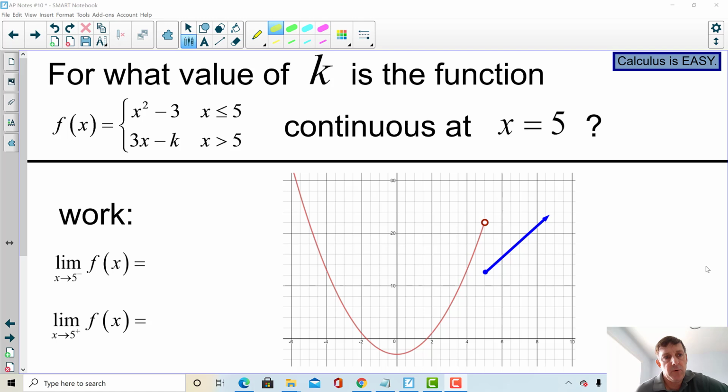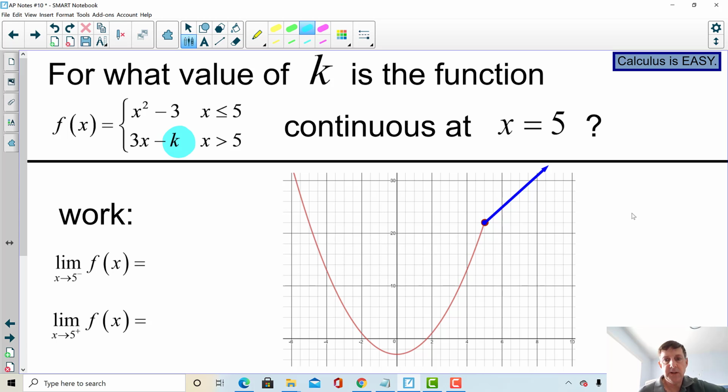Okay, for this example, we have a piecewise function. It's one thing to the left of 5. It's another thing to the right of 5. We can choose the value of k, and we want to choose something that makes these two functions connect when x is 5. So we have to decide what is the value of k. That'll just move it up and down. What is the value of k that would make these two functions connect? And so that would be continuous when x is 5.